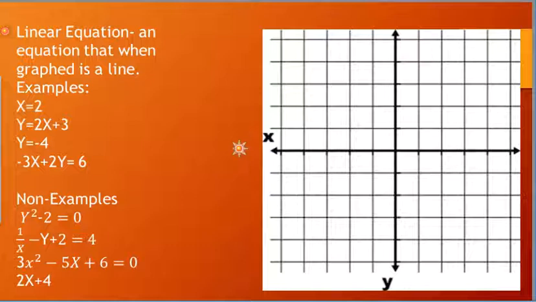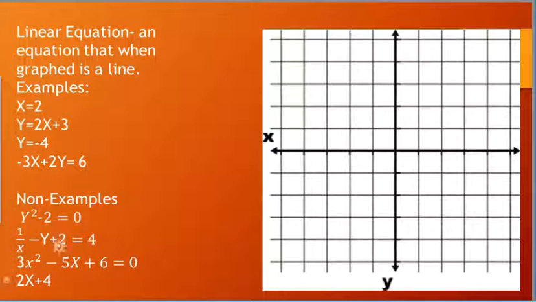Okay, so we talked about ordered pairs a couple of lessons ago, and we know that an ordered pair provides an address for a point. Okay, it provides its location for us. A linear equation is like that in a way. It provides a way for us to identify a line. And each of these here are examples of what linear equations look like. Right here we have some non-examples.